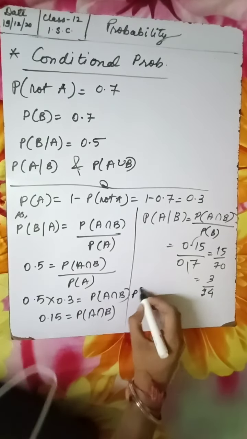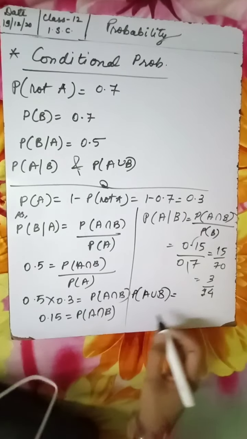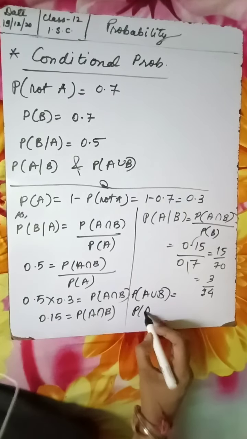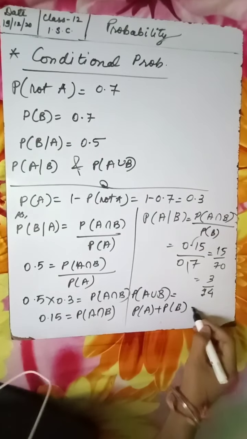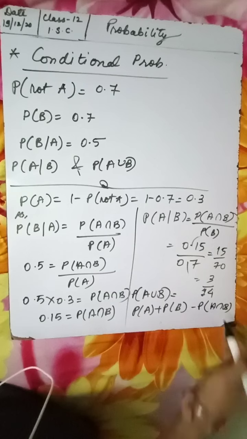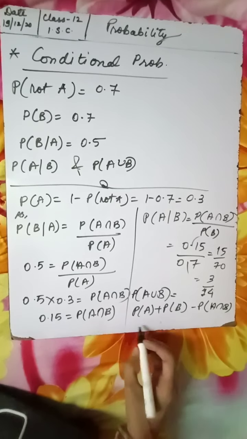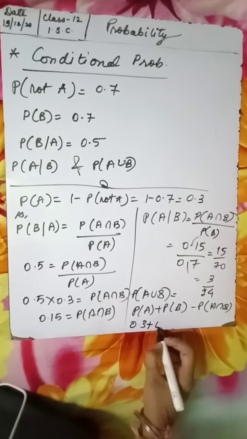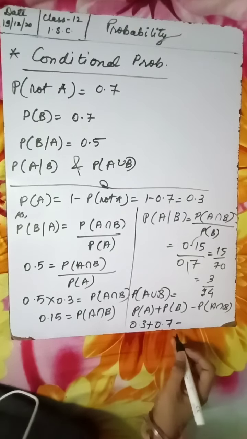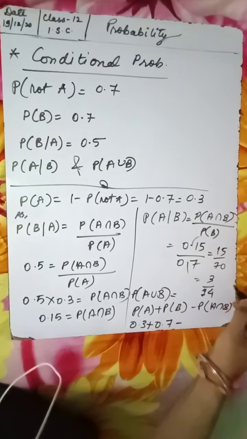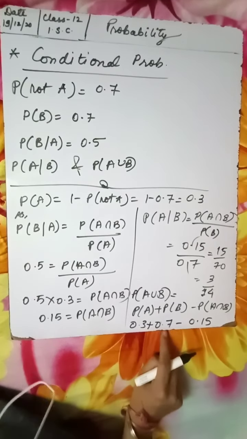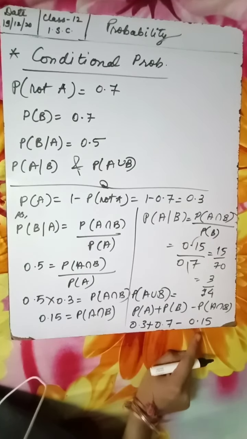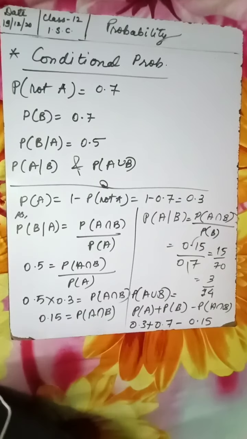Then probability of A union B is required, so we will use the formula probability of A plus P of B minus P of A intersection B. P of A is 0.3 plus 0.7 minus 0.15. So this is 1 minus 0.15, you'll get 0.85 as the answer. So this is how we have to do.